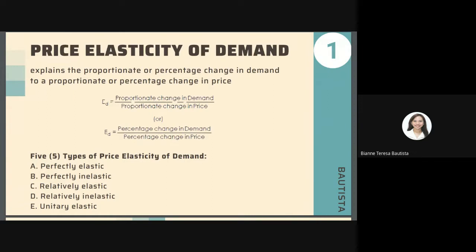The first type, which is the price elasticity of demand, explains the proportionate or percentage change in demand to a proportionate or percentage change in price. It has five types: perfectly elastic, perfectly inelastic, relatively elastic, relatively inelastic, and unitary elastic. Let us discuss these different types.